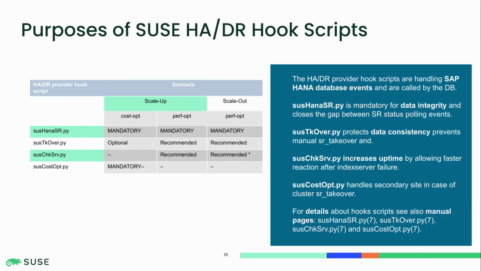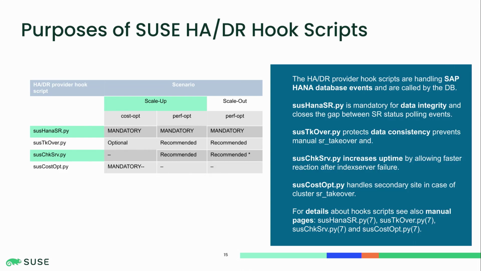We need at least the former SAP HANA SR Python hook script. And now this one is called SUS HANA SR Python hook script. Why that? You can see it from this table, because all the others already have been called SUS something from the very beginning. Only the SAP HANA SR hook script was called SAP HANA SR. The reason is the SAP HANA SR Python was the very first one we introduced 8 years ago. At that point in time, it was not clear that we need more than one of them.